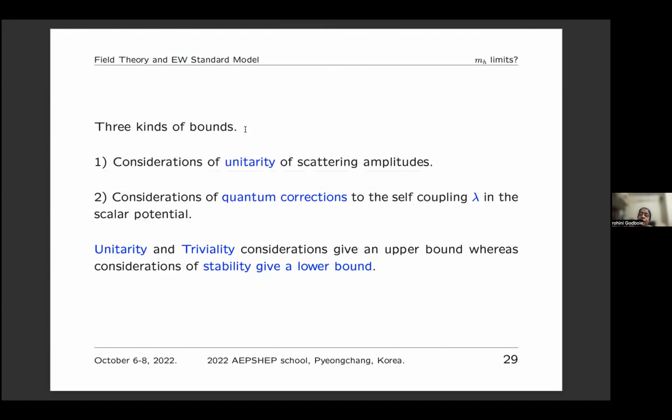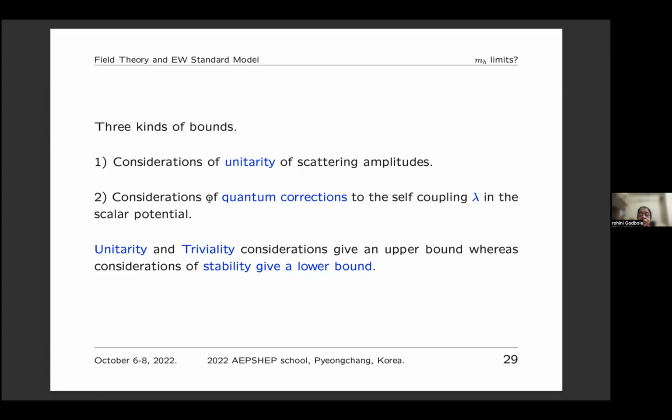There are actually two types of theoretical bounds. One is considerations of unitarity of scattering amplitudes: the scattering amplitude of WW going to WW, e+e- going to WW, and nu nu bar going to WW. I will not discuss this much more right now, because the unitarity considerations give an upper bound for the Higgs boson mass, and our observed Higgs boson mass is way below that upper bound. So what is more relevant are the considerations which give a lower bound, and those are the considerations of stability.